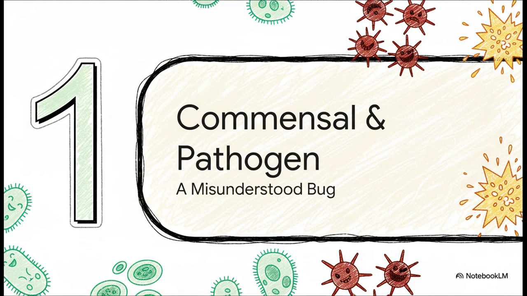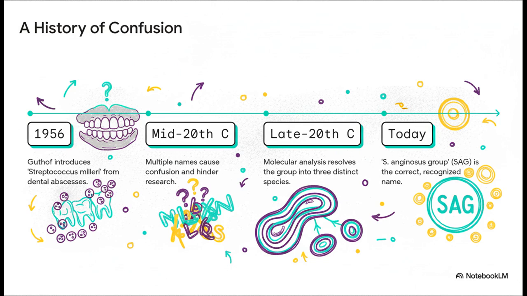Okay, first up, let's tackle this identity crisis. Because the historical confusion around Streptococcus anginosus wasn't just some academic debate. It really held back our understanding of just how dangerous this bug could be. For decades, everyone just called it Streptococcus malariae, but that name was, frankly, a mess. It was this big umbrella term that lumped together different organisms, which made the research incredibly confusing.